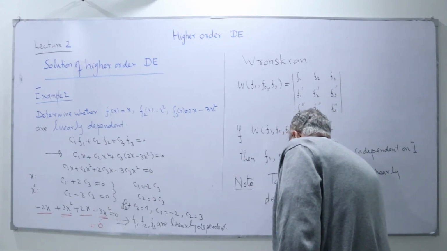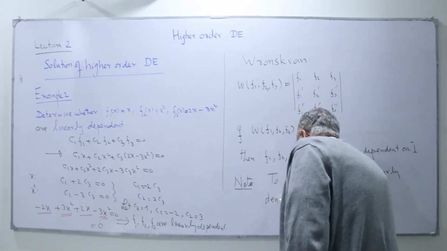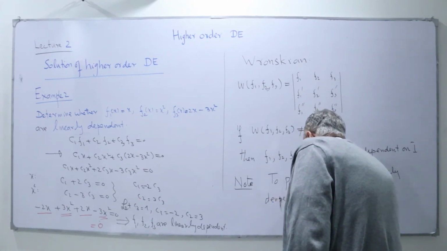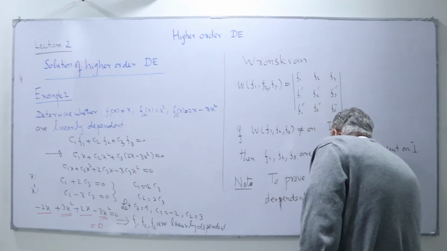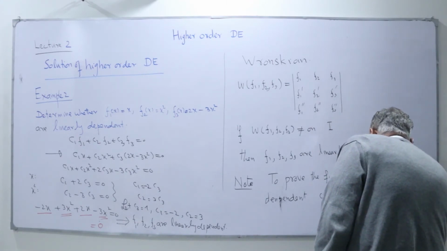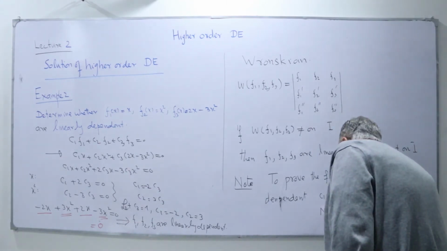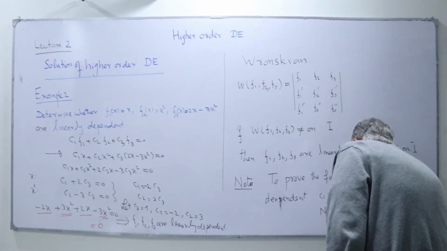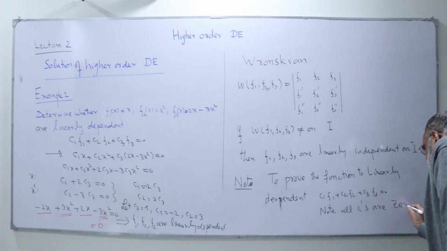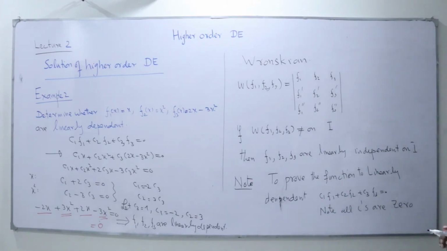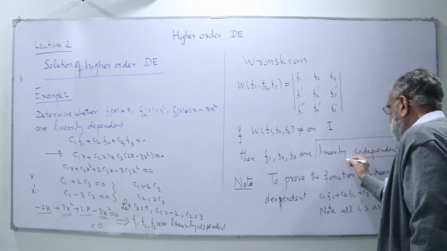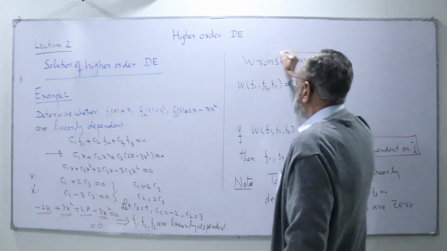We take our old definition that we have c1 f1, c2 f2, c3 f3 equal to 0, not all c's are 0. So you have to note this one. This is only for the case that we are having linearly independent, not linearly dependent, and that's the new definition.